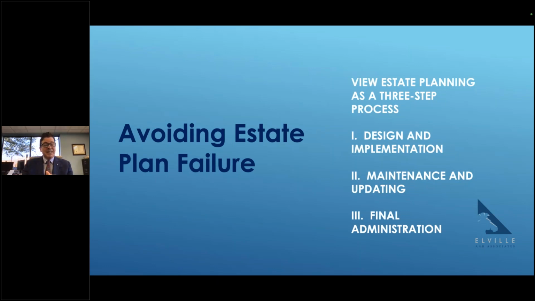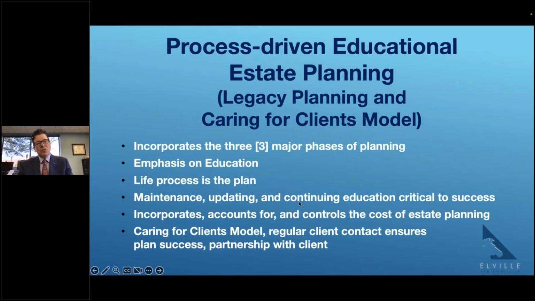And you'll notice I'm intentionally being redundant here to emphasize that. And then when we pass away, hopefully many years from now, our plan, when it matures, will actually work the way we want it to work. So this educational process-driven planning really has an emphasis on education, as I mentioned, a life process, maintenance and updating, and it incorporates the cost of planning.